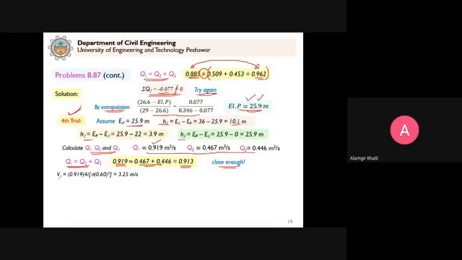Now we calculate V1. Clear? It is equal to Q1 by A1. Discharge is known. So this will give us V1.